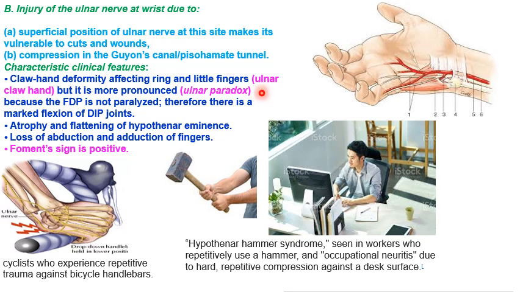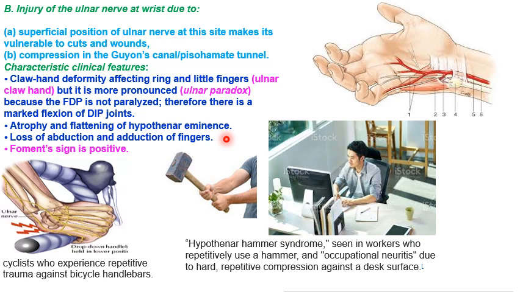pronounced claw hand that is seen when the ulnar nerve is injured at the wrist, which is called the ulnar paradox. Along with that, there is atrophy and flattening of the hypothenar eminence, there is loss of abduction and adduction of the fingers, and there is flattening and atrophy of the back of the hand, that is the dorsum of the hand, because of the atrophy of the interossei.